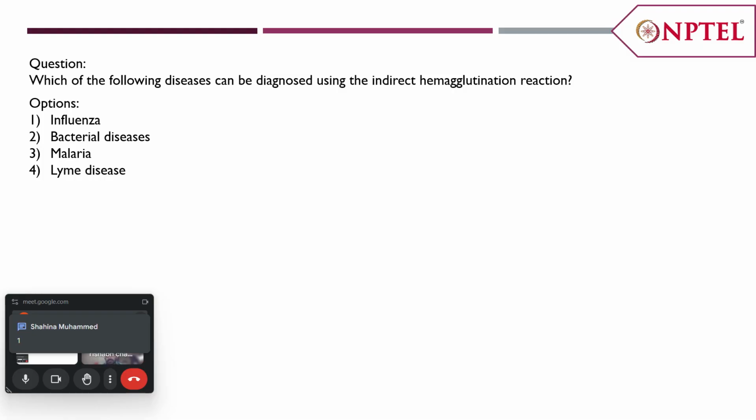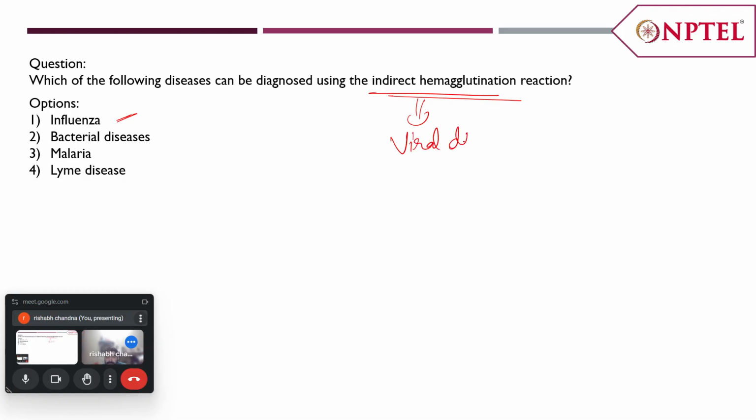Okay, so someone said influenza. Generally, indirect hemagglutination is used to study viral diseases, because viral particles are generally soluble inside our blood. So these are soluble in nature, and that's why we need a carrier to detect these viruses inside our blood. That is why indirect hemagglutination is done for viral diseases mostly.